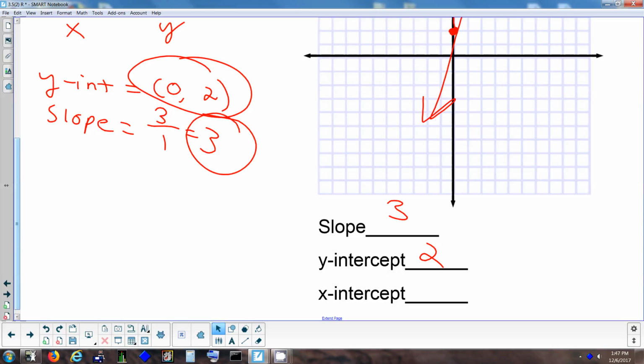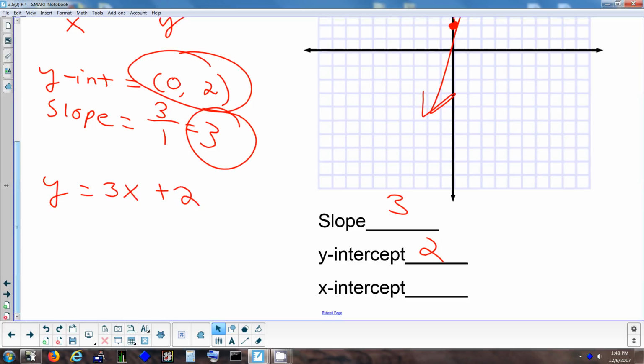Okay. Somebody tell me the equation of that line. You've got the slope, you've got the y-intercept. What would the equation of that line be? Y equals 3 over 1 plus 2. Perfect. So we've figured out the equation, the slope and the intercept. What's the only thing left to find?